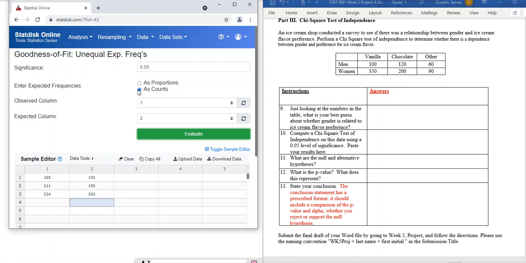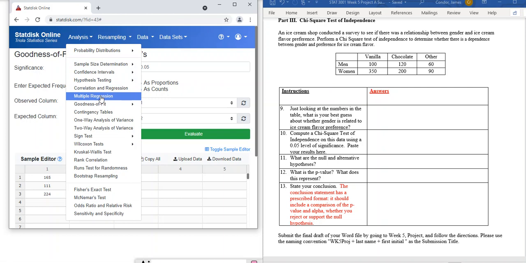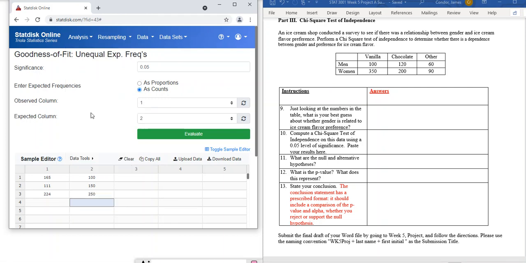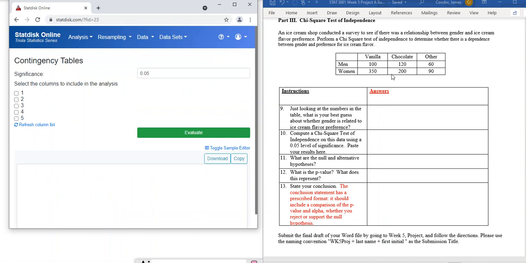That's good. Counts. These are counts. That means there's 100 men that said vanilla was their favorite. This 120 means that there were 120 men in the survey that said chocolate was their favorite, and so on. The observed column. Okay, well, we're changing this. We're going to contingency table. Okay, this is a chi-square contingency table. When you're comparing rows and columns, okay, so it's a little more involved than what we did before.